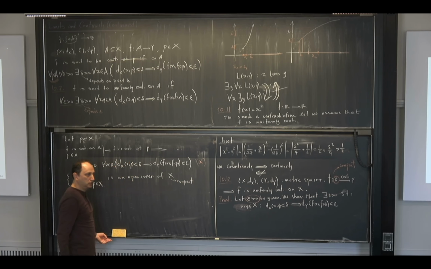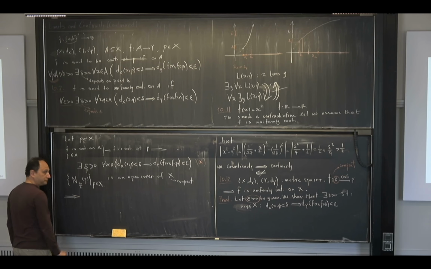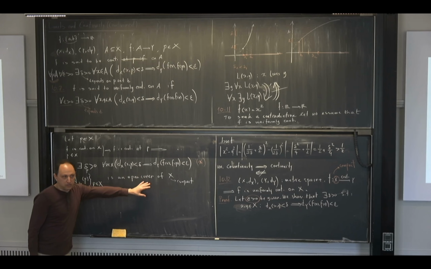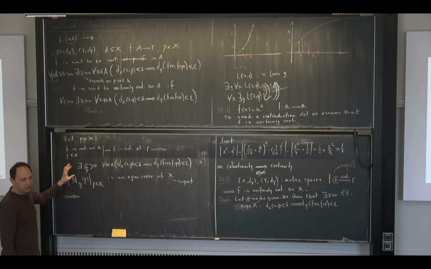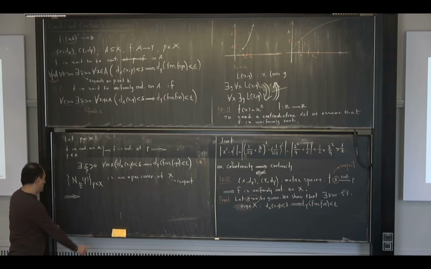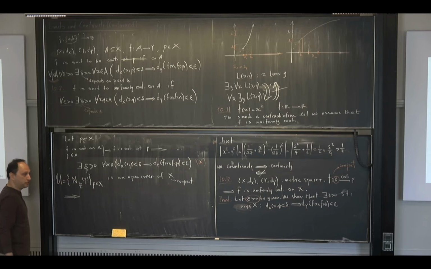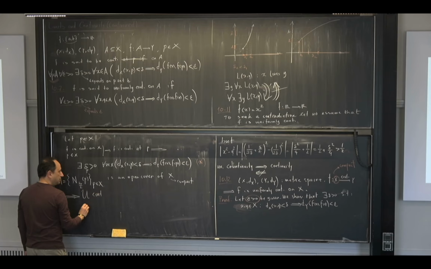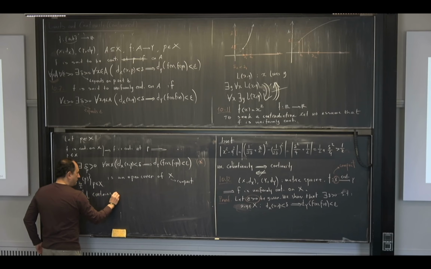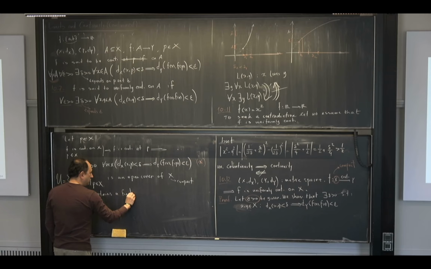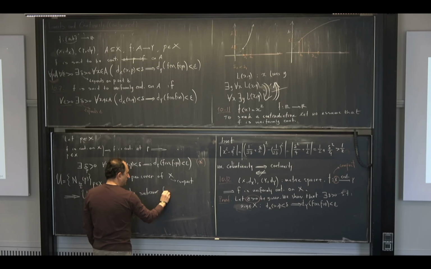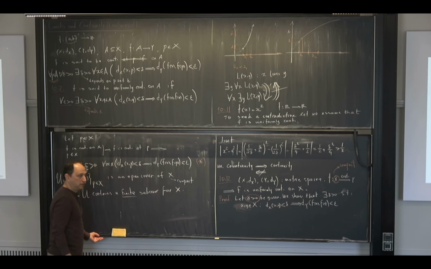So what can I conclude? Just tell me, what can I conclude? This is an open cover for a compact set. It means it has a finite open subcover. Yes? So let me call this U for simplicity of writing. Then it means that U contains a finite subcover for X. Yes? So let me write it down.